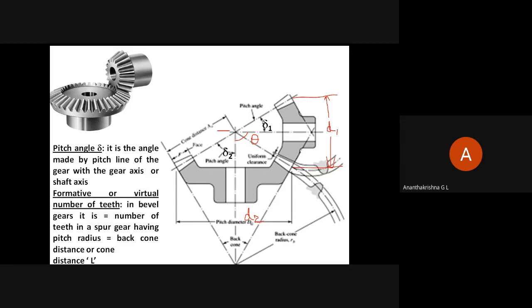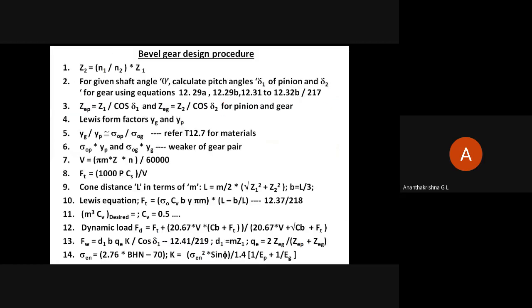Next, the pitch angle is the angle between the gear axis and shaft axis. For the pinion, we take it as delta 1, and for the gear, delta 2. And theta is the shaft angle. D1 and D2 are the pitch diameters of the pinion and gear. The formative number of teeth is the number of teeth in a spur gear having pitch radius equal to the back cone distance L. And then we learned about the bevel gear design procedure.